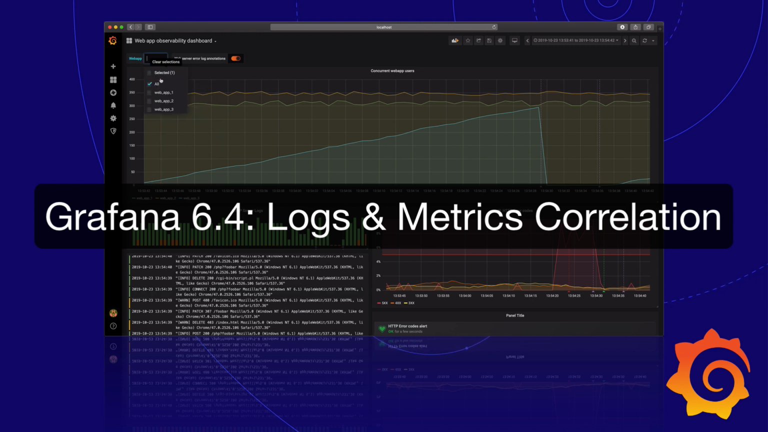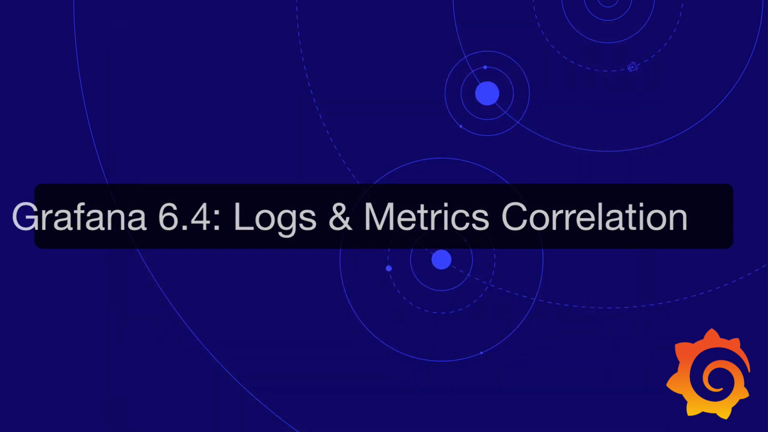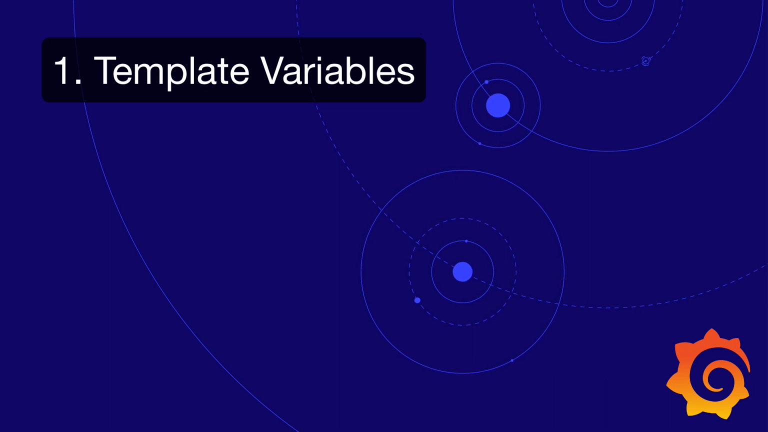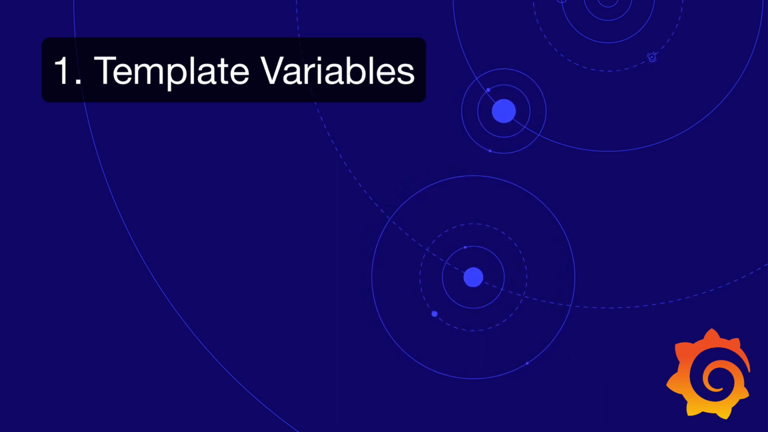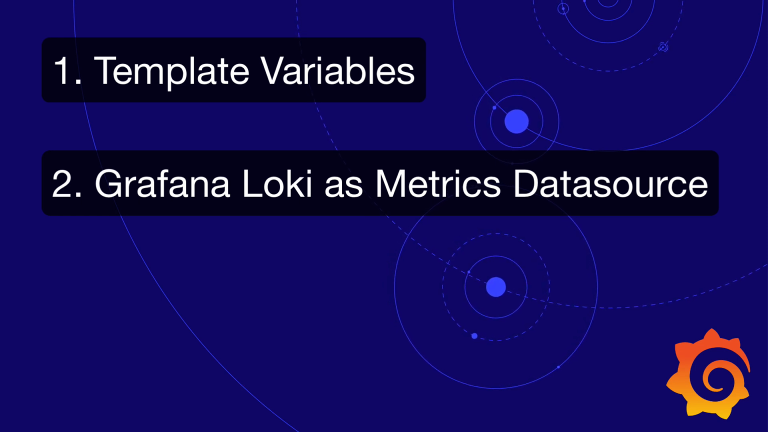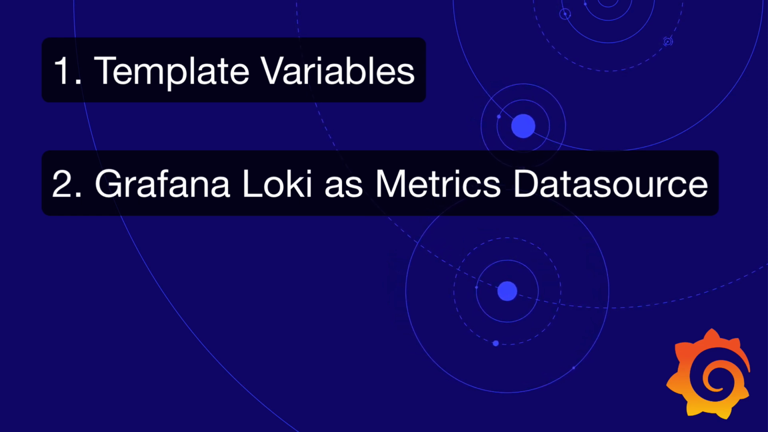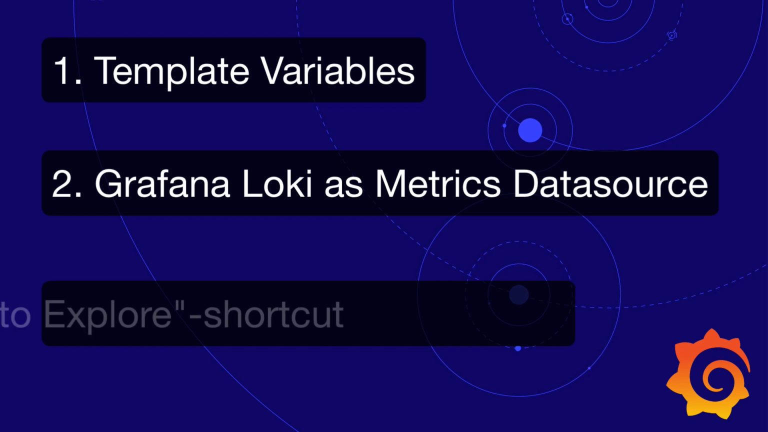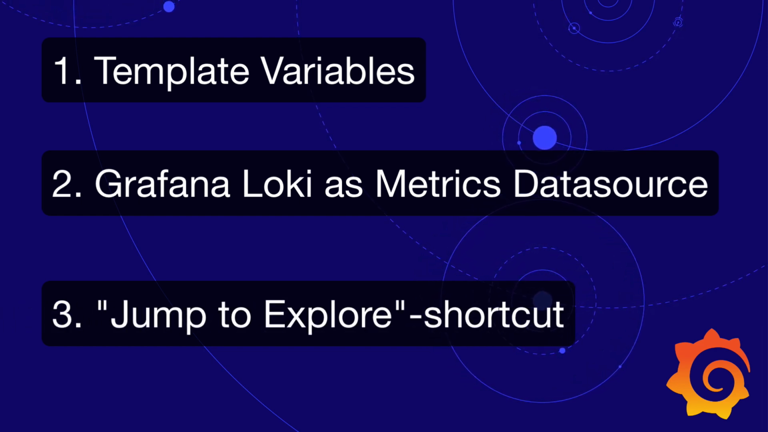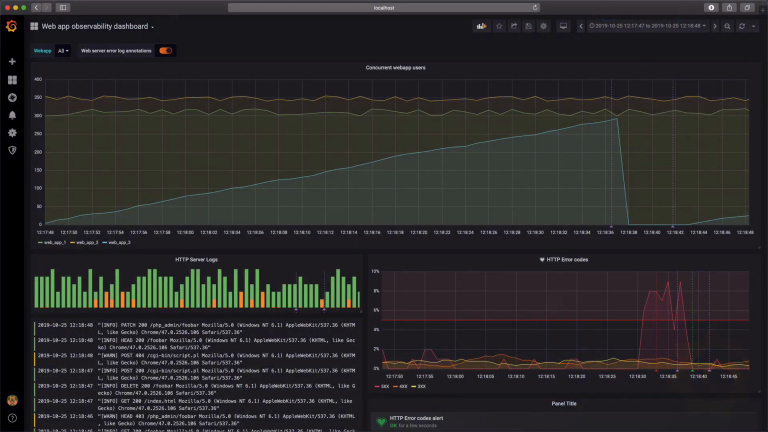In today's video, we'll dig a bit deeper in the new correlations features. First, we'll take advantage of template variables to filter both metrics and logs on our dashboard. Second, we'll use Loki as a metrics data source and visualize metrics from our logs data. And third, we'll use Jump to Explore to do some additional slicing and dicing on our logs.